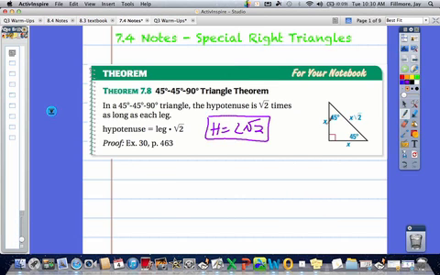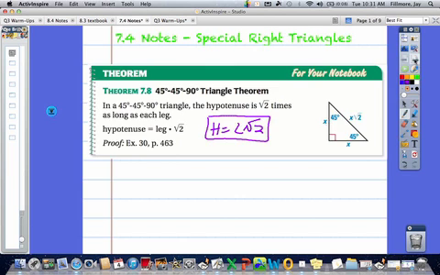So when this was 2, this was 2 root 2. When this was 3, this was 3 root 2. When this was 5, this was 5 root 2. When it's x, it's x root 2, no matter what x is. So this is theorem 7.8 talking about 45-45-90 triangles. These come to be very useful and very important when you get to certain aspects of trigonometry. You can pause it if you still need to write this, otherwise we're going to move forward now.